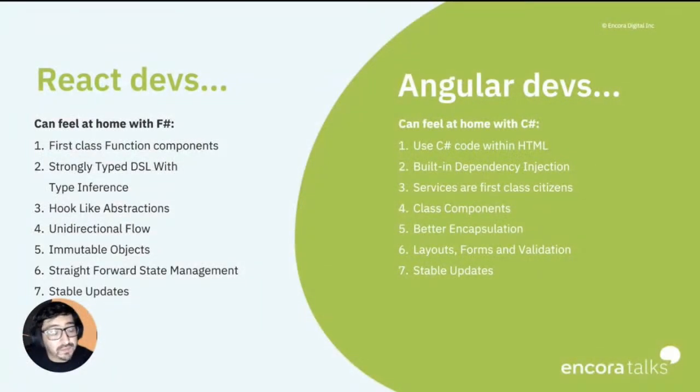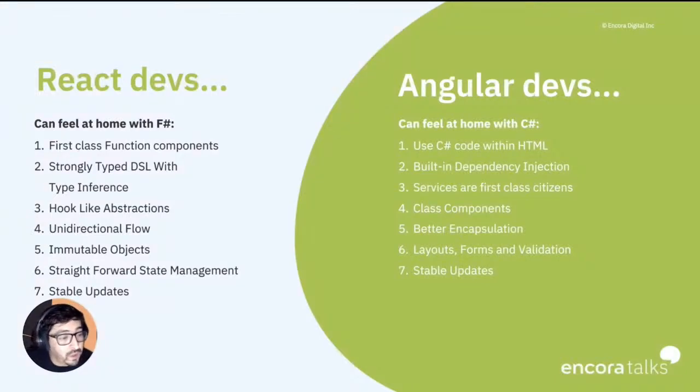So if you're a React developer, you may be somewhat familiar with concepts like functional programming or functions as a view. So with F#, in this case, you can have first class function components. So you can still write functions and get your components that describe your UI. You still have a strongly typed DSL, just like JSX. In this case, F# has stronger type inference and stronger type correctness. So it can be an improvement depending on how you use it.